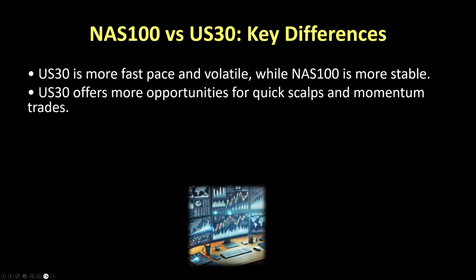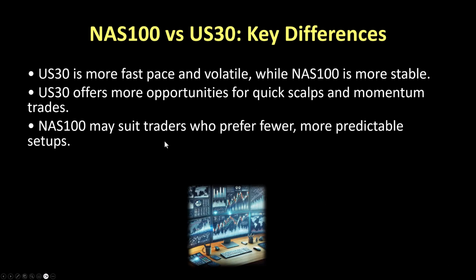Now, I would say US30 offers more opportunities for quick scalps, momentum trades. The list goes on and on, right? Now, some people will always refer to my style of trading, my strategy, as a scalper. Okay, well, let me explain something to people. If you're making a $50, 50-point move, that's not a scalp. A lot of people don't know the difference between a scalp trader and a non-scalp trader. Scalp traders are people that look for like 30 cents or like a $1 move, and they're loading the boat with size, okay? So again, US30, known to make at least a 100-point move day in and day out, right? NAS100 may suit traders who prefer fewer, more predictable setups. And again, we're going to pull the charts over here for you guys in a second.